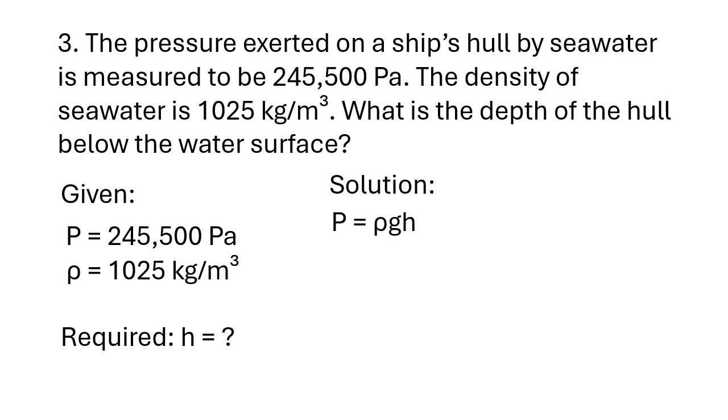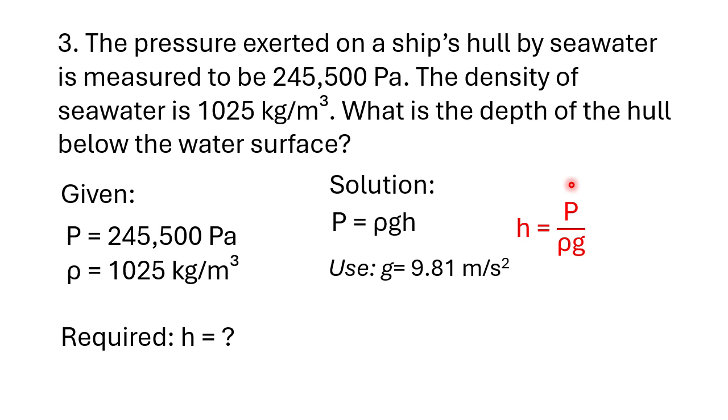Now, to do this, from our given equation, P equals density times gravity times height, we will transform this so that the equation will now be looking for height. Hence, we divide both sides of the equation by density times gravity, and we get height equals pressure divided by density times gravity. Again, remember to use G equals 9.81 meters per second squared.